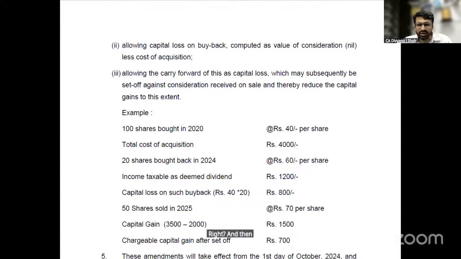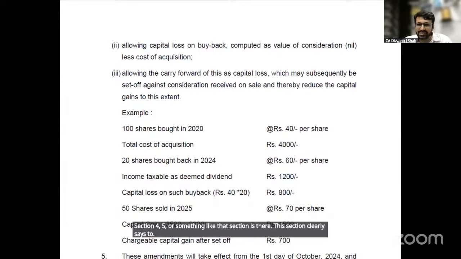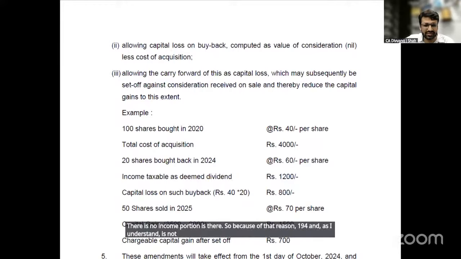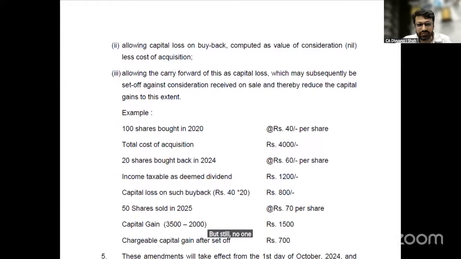Then what is unconstitutional in this case? The TDS deduction powers come from section 4, 5 or something like that. That section clearly says to withhold the tax from the source itself. So if it is income, only then can withholding or TDS be made. If there is no income portion in a payment, TDS cannot be allowed. In the case of a cash withdrawal from the bank, there is no income portion. Because of that, 194N, as I understand, is not a valid section. But still no one has opposed it, so it will remain in the statute.